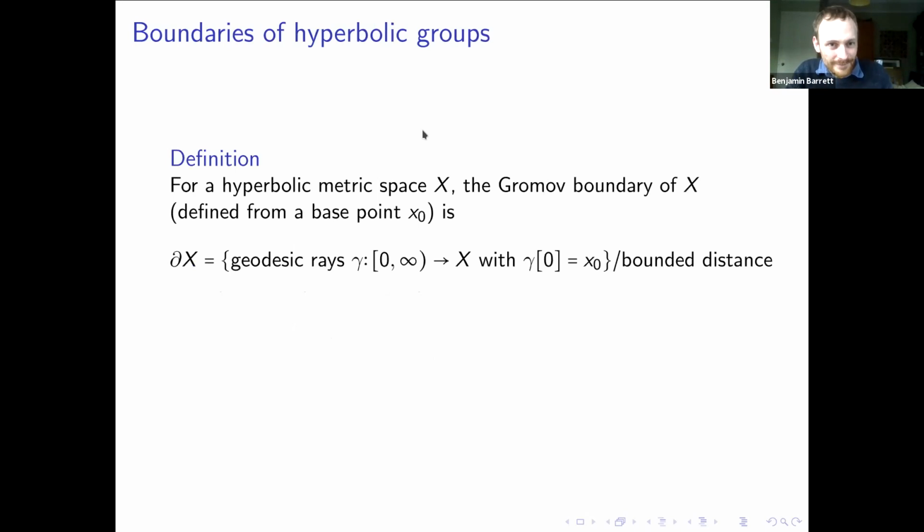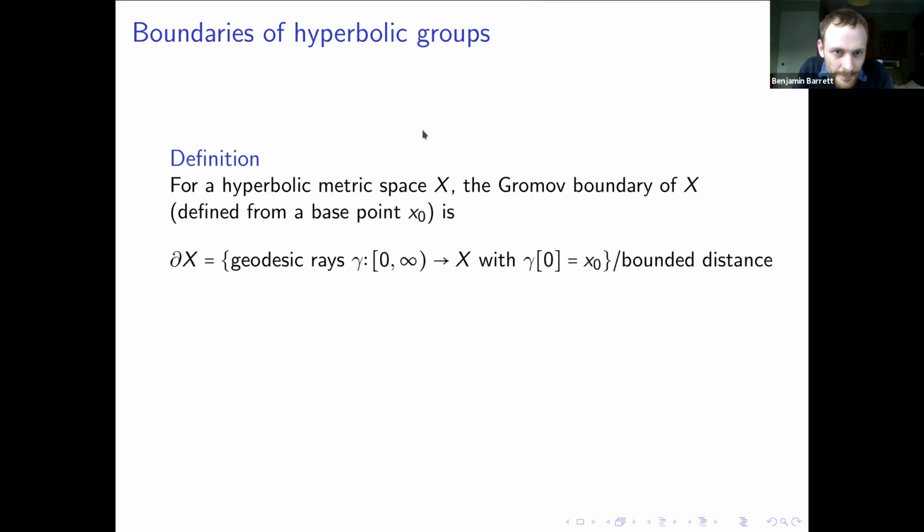So the boundary of a hyperbolic group, first of all, we start with the boundary of a hyperbolic space. So for a hyperbolic metric space X, the Gromov boundary defined from a base point x0 is the set of geodesic rays that are based at this base point x0. So they start at x0 and then they go outwards. It's that up to bounded distance. So if you had two geodesic rays that somehow stayed close together forever, you quotient out by that, and you think of that as only one point in the boundary. So that's what the boundary of a hyperbolic space is.